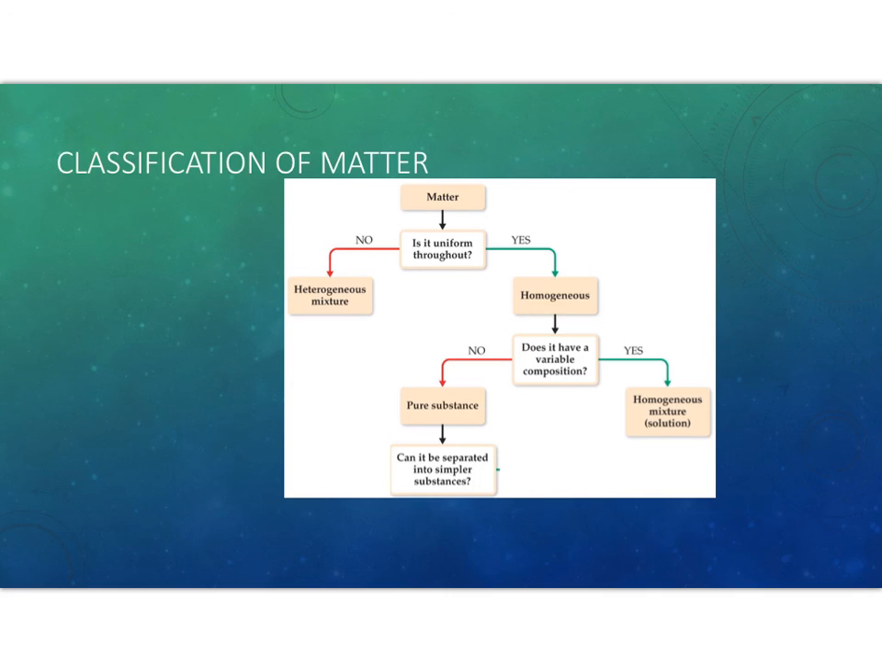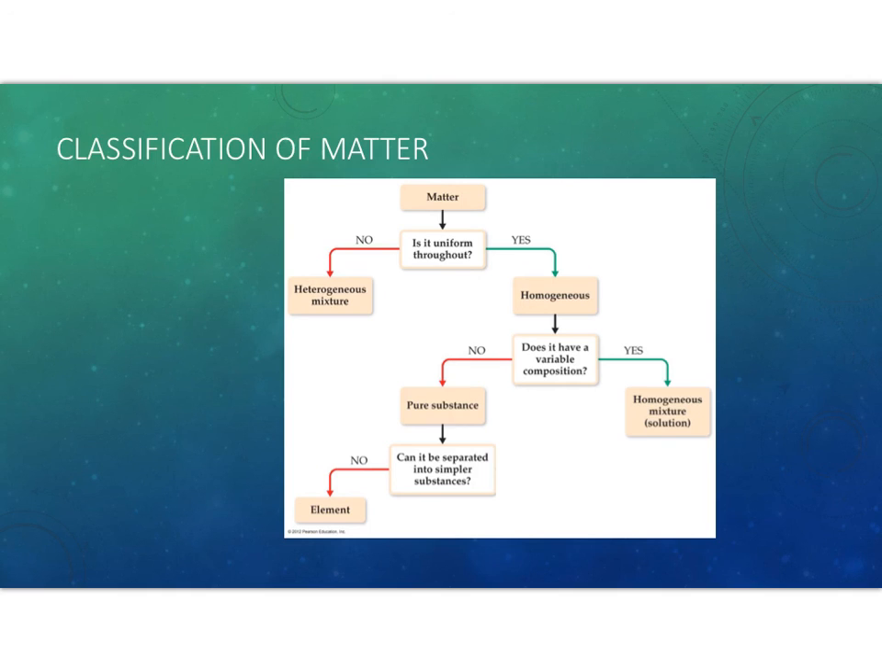In other words, are there chemical bonds holding 2 different atoms together, or are these atoms free-floating all on their own? If the answer is no, my substance cannot be separated into simpler substances, the answer is element. Recall that an element is the simplest form of matter that cannot be broken down further. Examples of elements, choose any from the periodic table: carbon, phosphorus, potassium, manganese. Any element off of the periodic table is the simplest pure substance that I can have.